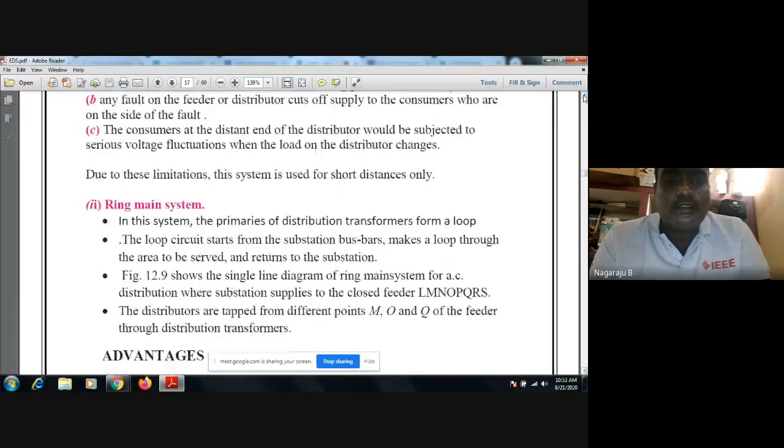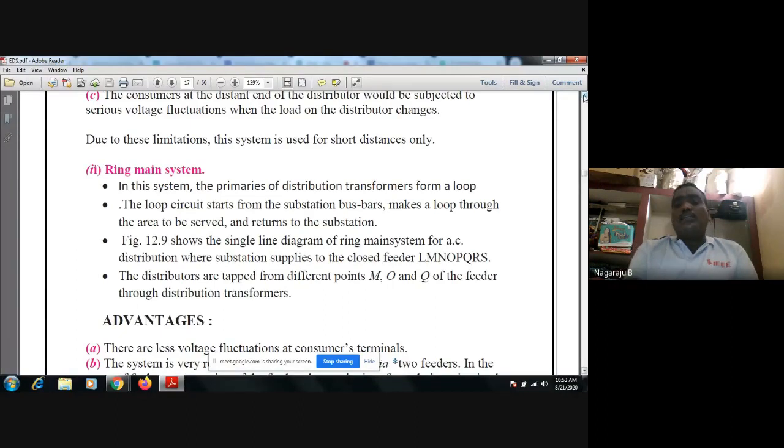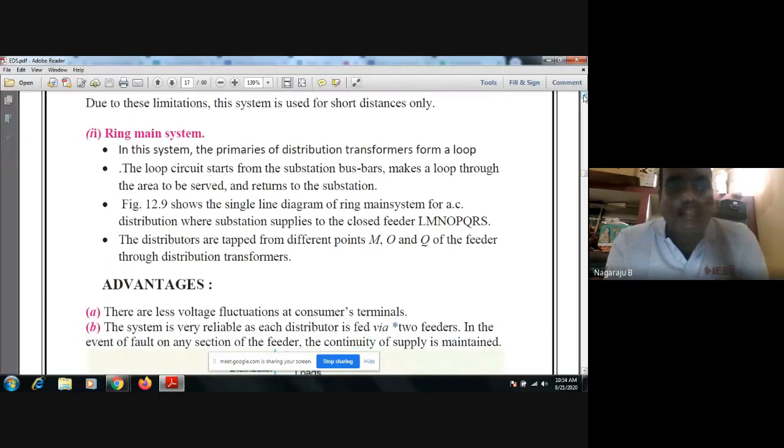Okay, this is about the ring main type of system. The ring main type is nothing but a loop type. What is a loop? Where you have started, there you have ended. The loop circuit starts from the substation bus, makes a loop through the area to be served, and returns to the substation. From the substation you have started, and the load ends back at the substation.